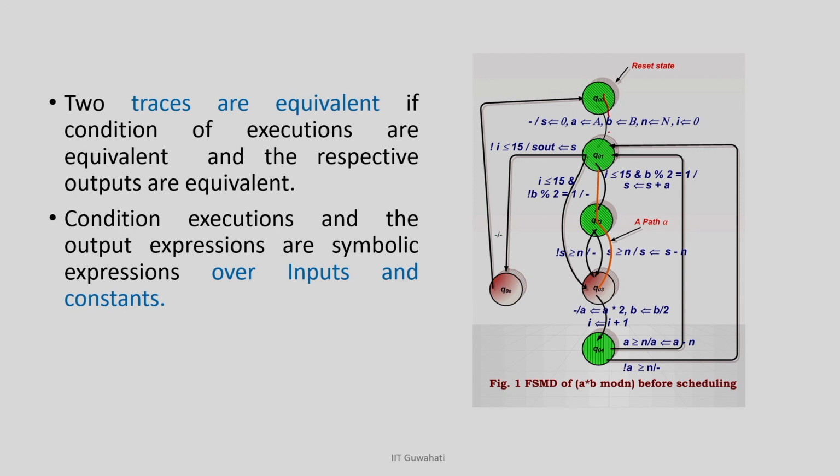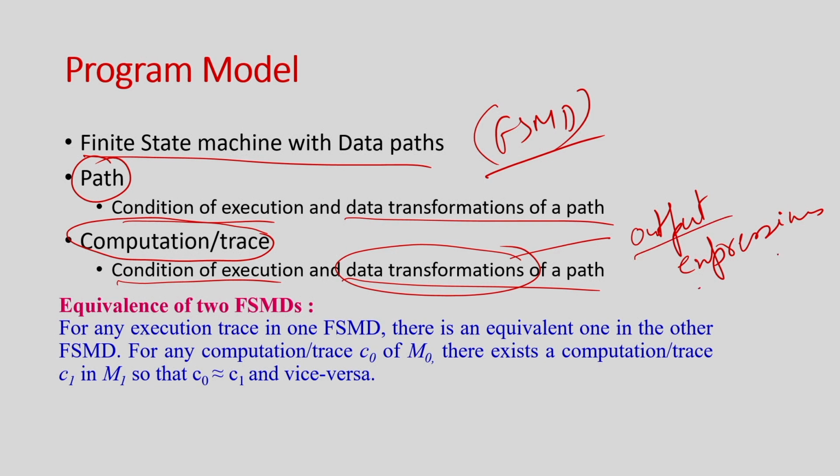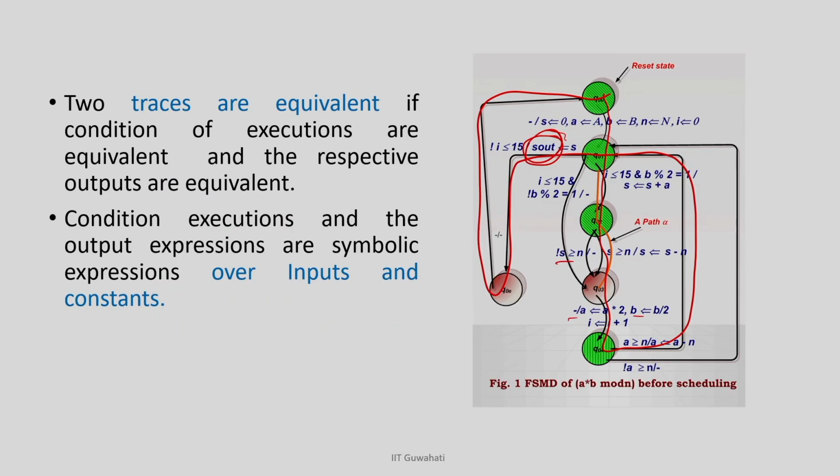Because if you take a trace like this, finally your output will be in terms of the inputs. So, I do not have to take the intermediate values of, say, S, A, B; I do not need those, because they are intermediate variables. Once you have a trace, I have to just check whether the outputs are equivalent or not. What the intermediate variables are, I do not care. So, the data transformation is not the expression for all variables, rather only for the outputs. And most importantly, in this context, as I already argued, once you take a trace, I can represent this condition of execution and the output expressions of any trace over the inputs and constants.